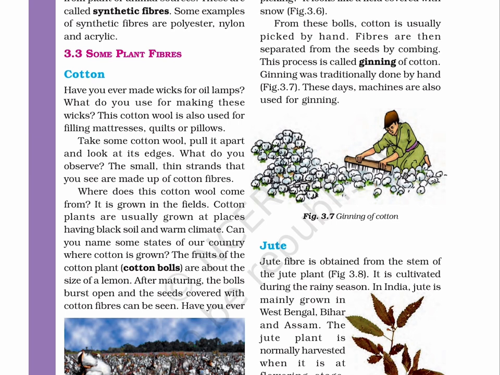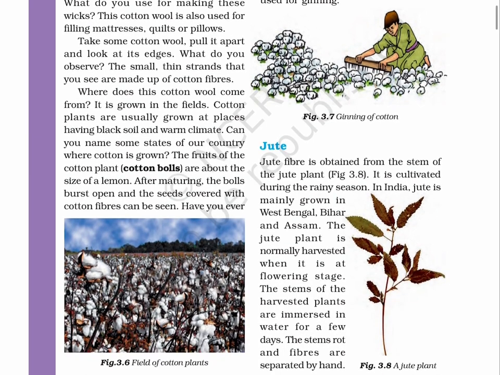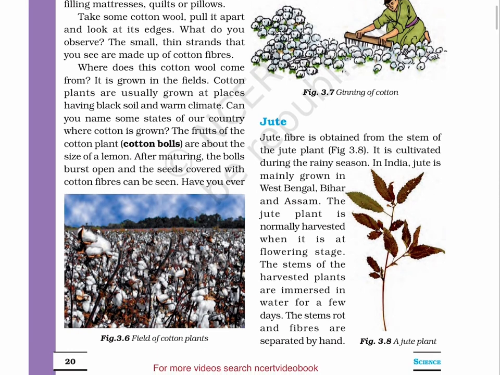Can you name some states of our country where cotton is grown? The fruits of the cotton plant, that is cotton balls, are about the size of a lemon. After maturing, the balls burst open and the seeds covered with the cotton fibers can be seen. Have you ever seen a cotton field that is ready for picking? It looks like a field covered with snow, as shown in figure 3.6.